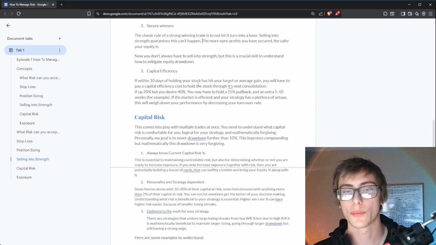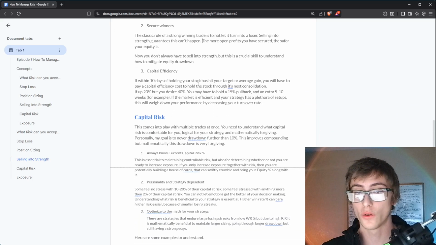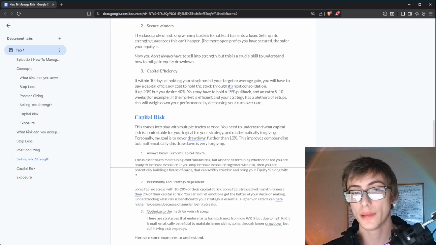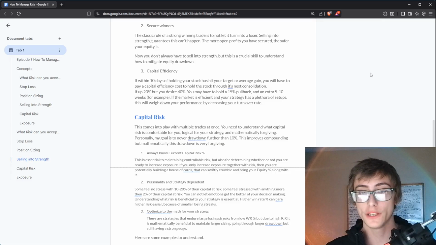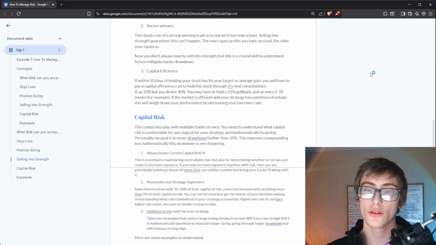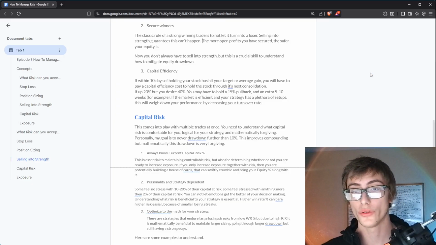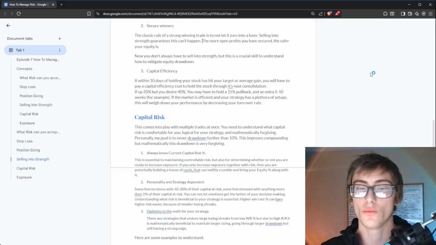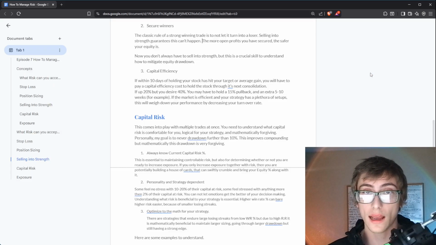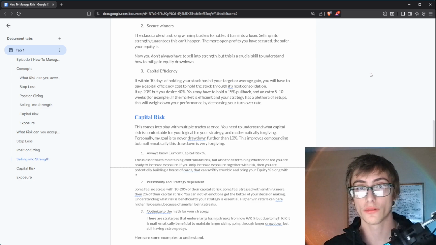Point number three, capital efficiency. If within 10 days of holding, your stock has hit your target or your average gain, you will have to pay a quote unquote capital efficiency cost to hold the stock through its next consolidation. For example, if up 20%, but you desire 40%, you may have to hold a 15% pullback, let's just say, and an extra 5 to 10 weeks, just for example. If the market is efficient and your strategy has a plethora of setups, this will only weigh down your performance by decreasing your turnover rate, right?